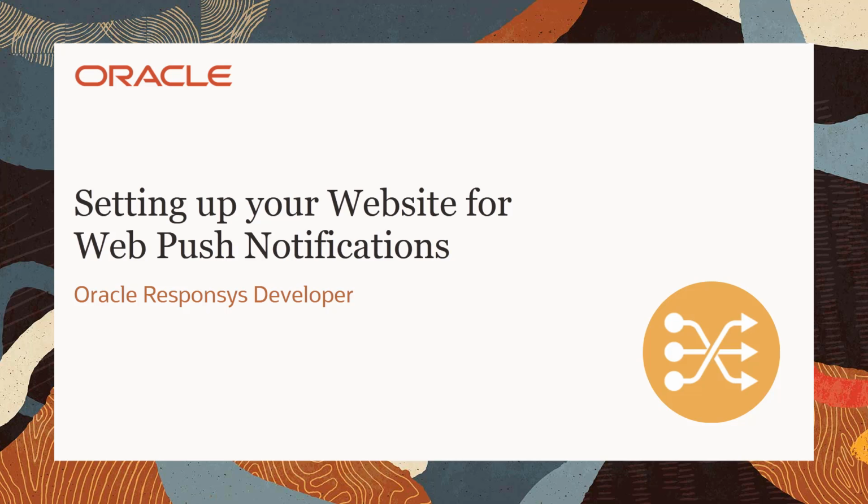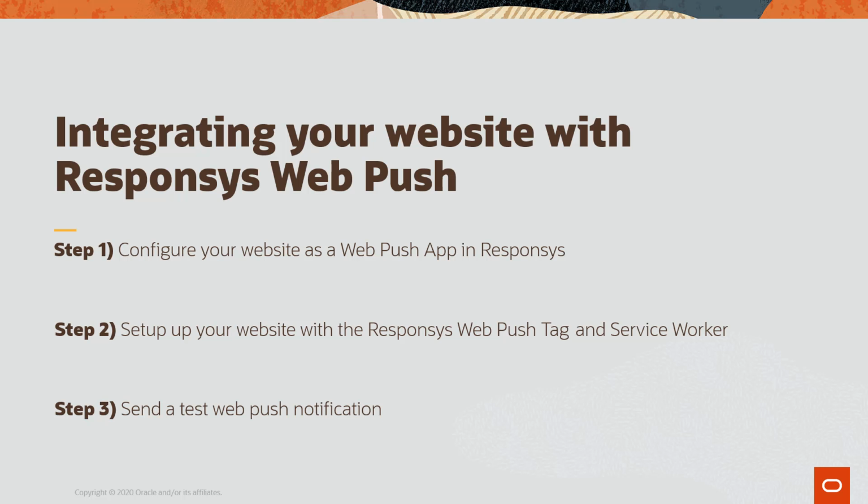This video will walk through how to set up your website for Oracle Responsys Web Push. Integrating your website with Oracle Responsys Web Push involves 3 steps. Step 1 is configuring your website as a Web Push app in Responsys. Step 2 is setting up your website with the Responsys Web Push tag and service worker. And Step 3 is testing your integration by sending a test Web Push notification. This video will walk through Step 2.